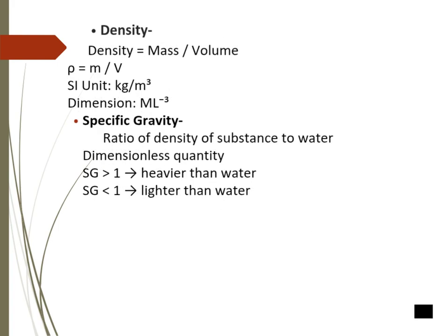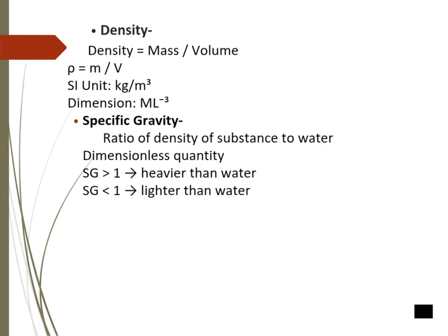Now next is density. Density is defined as mass per unit volume. Rho equal to m upon V, and the unit will be kilogram per meter cube in the SI system and gram per centimeter cube in the CGS system, and the dimension is M L power minus 3. Density of liquids and gases depends on temperature and pressure.